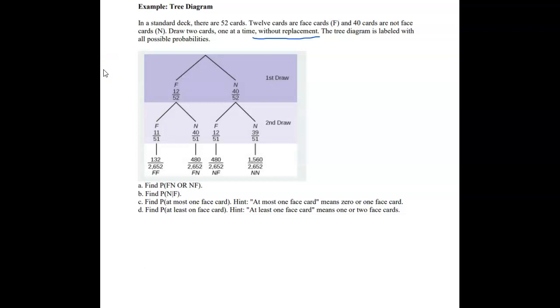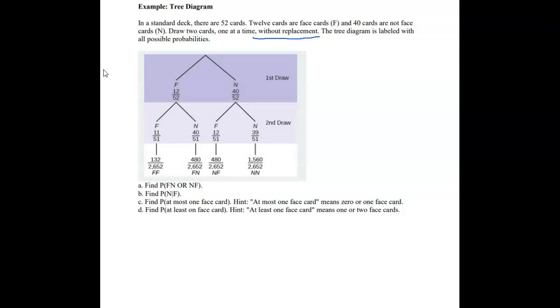So if we follow this branch, where you picked a face card for your first card, you could pick a face card again, or not a face card. But now, if you picked a face card, there will only be 11 face cards left and 51 cards in the deck because you removed one of the face cards. So the probability of picking a second face card is 11 out of 51, right? If you go this way and you pick not a face card, you removed a face card on the first draw, so there are still 40 non-face cards and 51 cards in the deck.